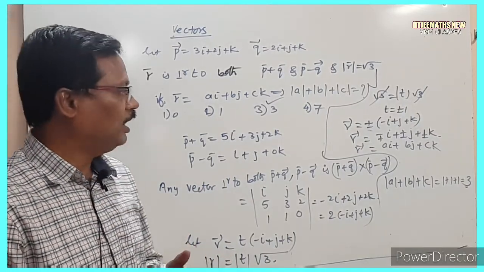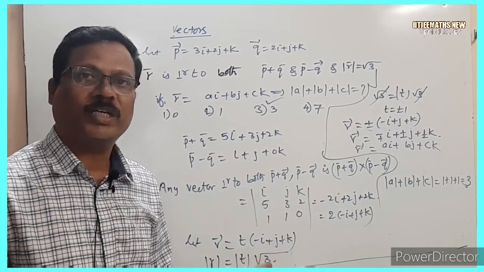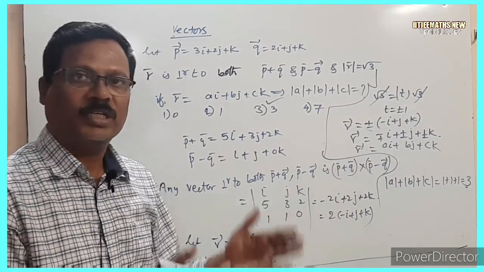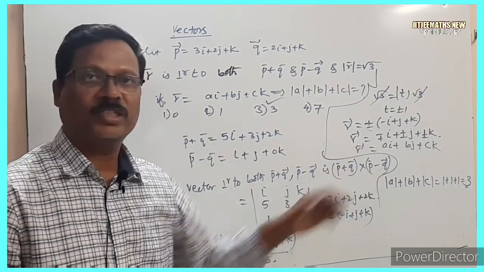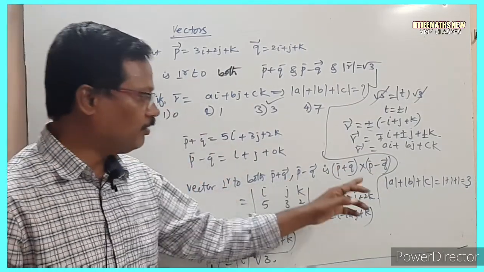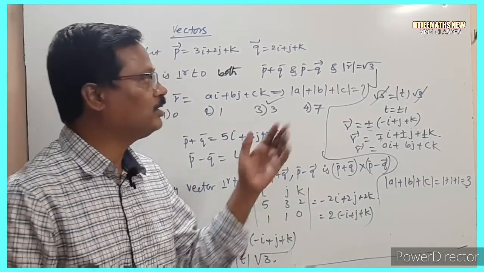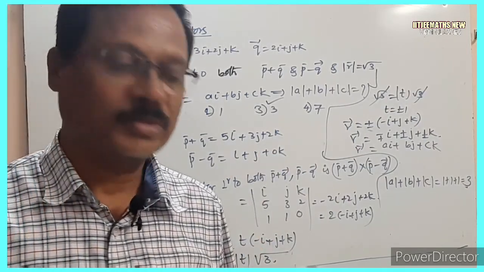We know that a vector perpendicular to both vectors is the cross product. The cross product of these two vectors is perpendicular to both this and this. R bar is collinear with this vector. That's why I am taking R bar like this. Therefore, we can easily solve this problem.